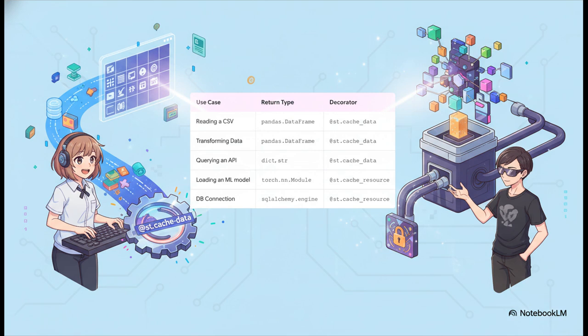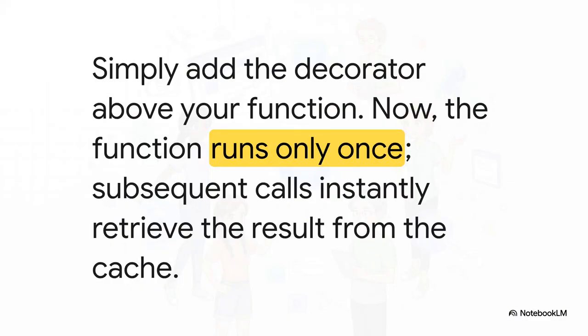This table shows the practical difference really clearly. Reading and transforming data frames, that's @st.cache_data. Loading a large ML model or establishing a persistent database connection, that's a job for @st.cache_resource. This is a great little cheat sheet for your projects. Implementing it is as simple as adding a one-line decorator right above your function definition. With @st.cache_data added here, the load large data frame function will now only execute one time. Every subsequent rerun will instantly retrieve the data frame from the cache.